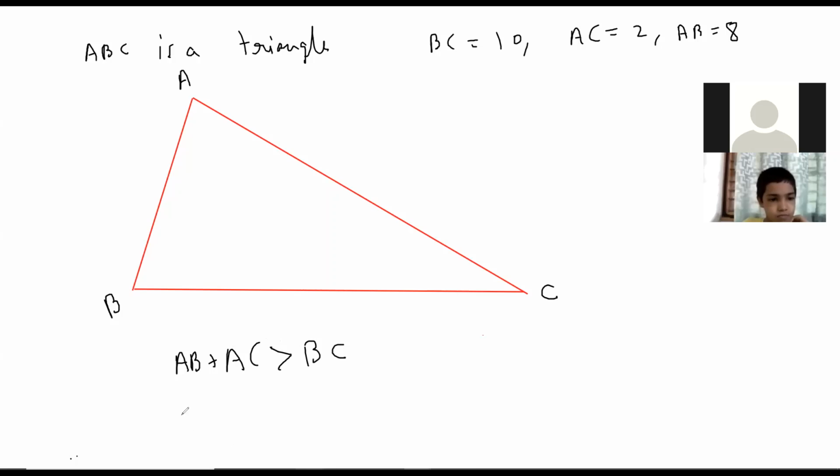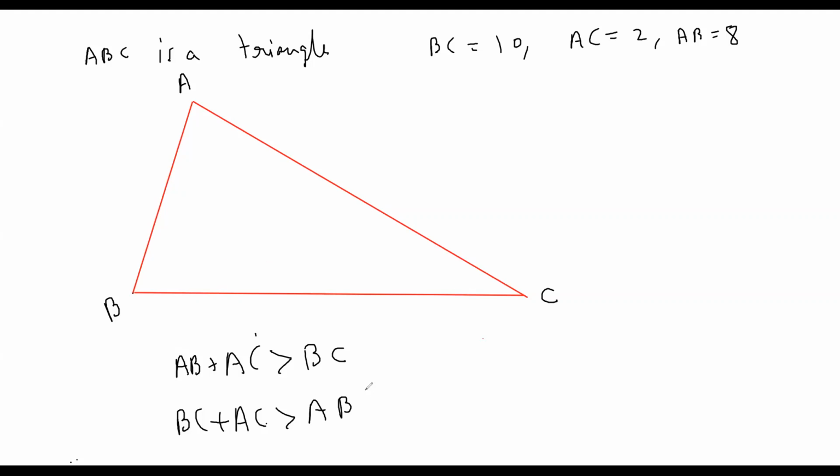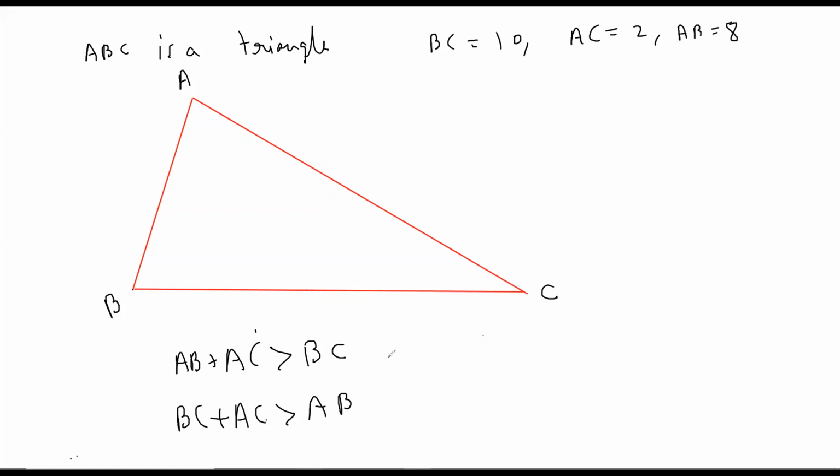And this is not just for one pair. Even for any other two sides, if I take BC plus AC, it has to be bigger than the third one. Can you tell me the other inequality that is there? BA plus AC will be bigger than BC. But this I have already written here, so you have to tell me the new one. BC plus AB was the remaining one, and AC plus BA, which is written here.